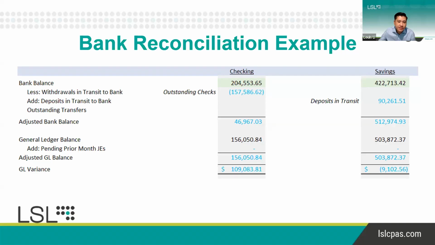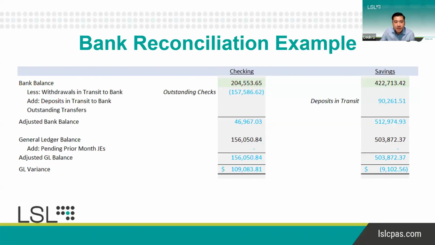So essentially, what we're trying to do here is comparing between both the adjusted bank balance versus the adjusted general ledger cash balance. To calculate adjusted bank balance, you'll take the ending bank balance from the bank statements minus outstanding checks plus any deposit in transit at the end of the month. In this example on your screen, we'll work on it separately.